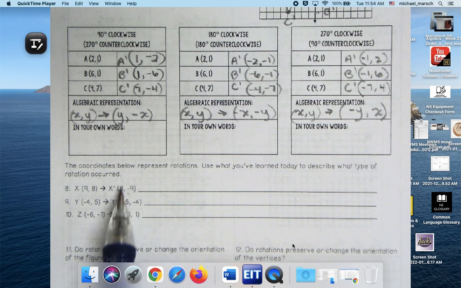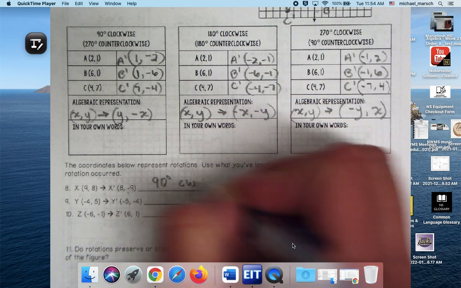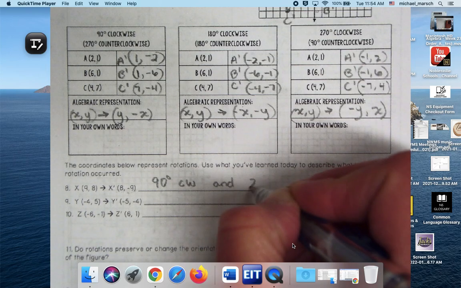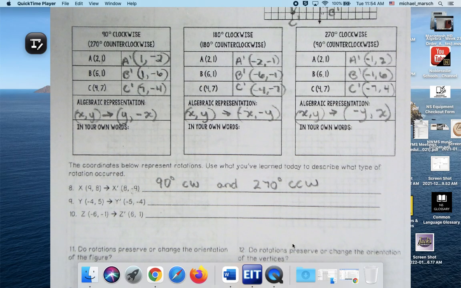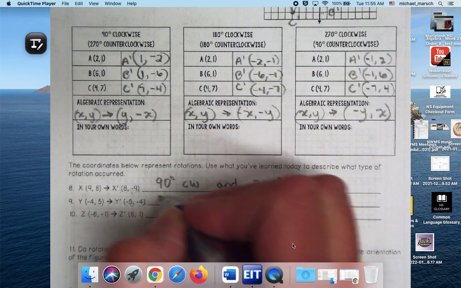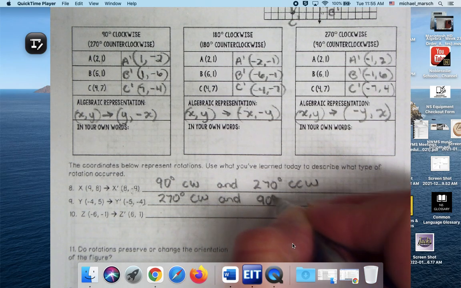Well, it's y, opposite x is what happened. So it's 90. Y, opposite x, so it's 90 degrees clockwise. And it's also 270 degrees counterclockwise, right? So this one is opposite y, x. So what's that going to be? Opposite y, x. 270 clockwise. And 90 degrees counterclockwise.